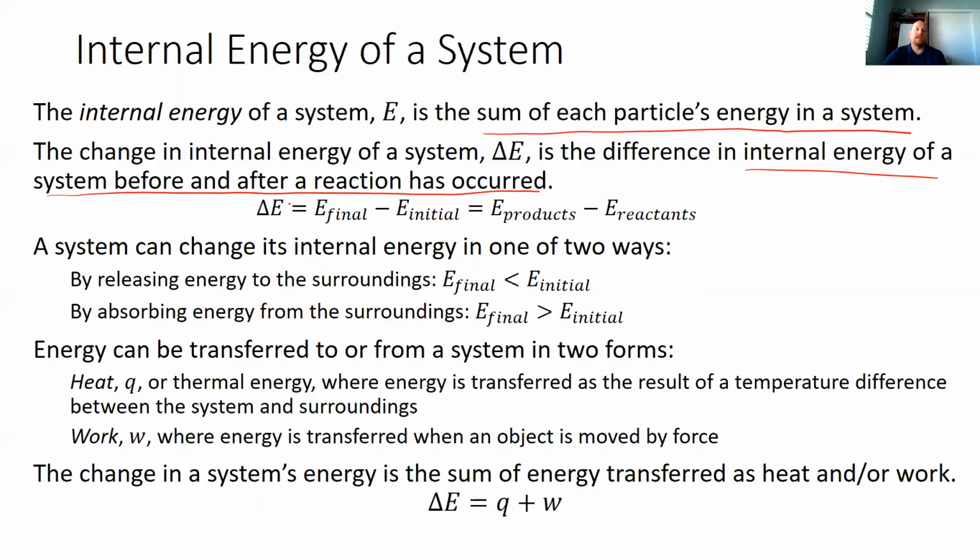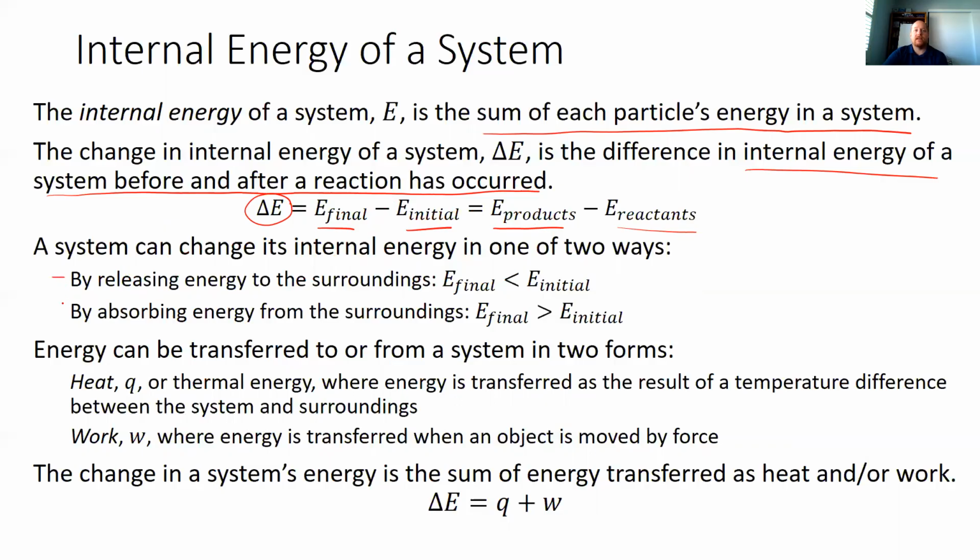And so we call that a delta E. And we can say, well, it's the final energy minus the initial energy. Or for a chemical reaction, the energy of the products minus the energy of the reactants. And so that's something we can track based on some thermodynamic data, and we will do so over the course of this chapter.